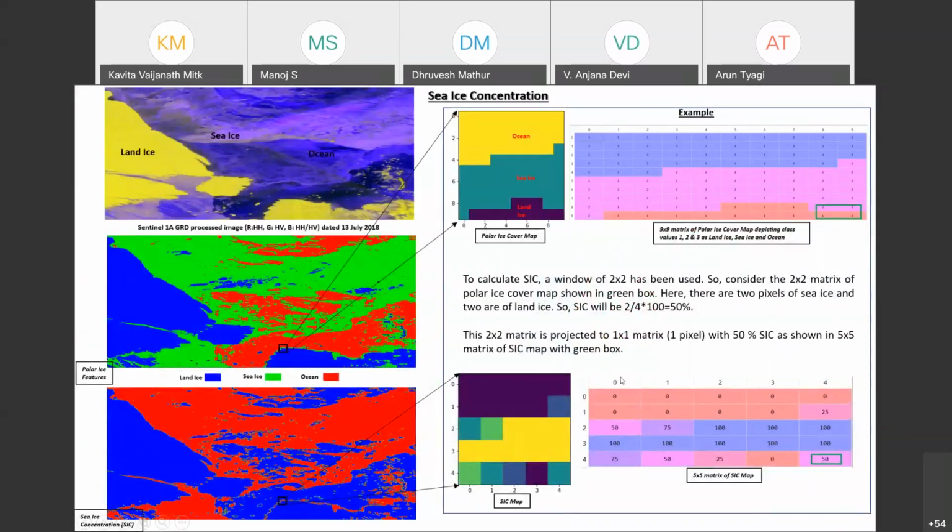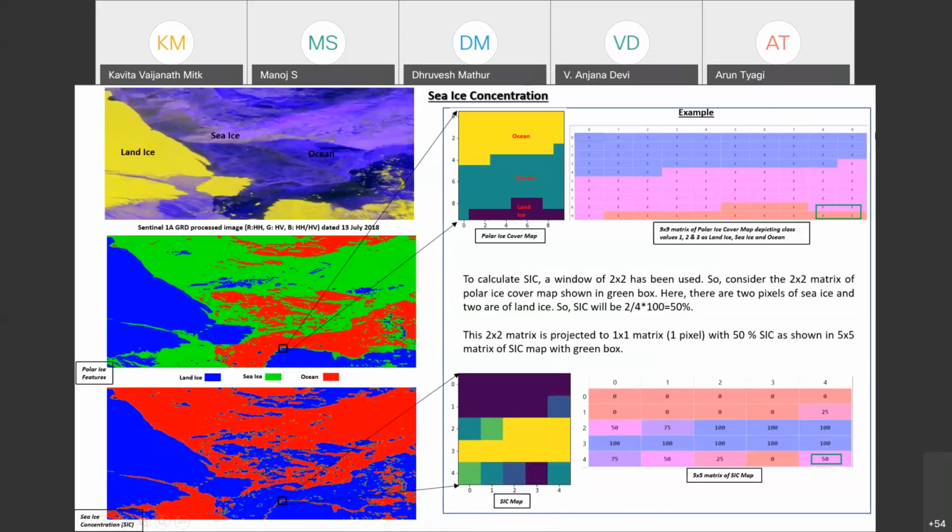So you can see that this is the upper image. This is a Sentinel-1 processed image, and I have marked some portions. This yellow portion is a land mass. Then you can see the purple portion is the sea ice, and the completely bluish or black portion is the ocean. So we have to distinguish between the sea ice and the ocean. Once we get the polar ice features map using some other technique, we get the sea ice concentration.